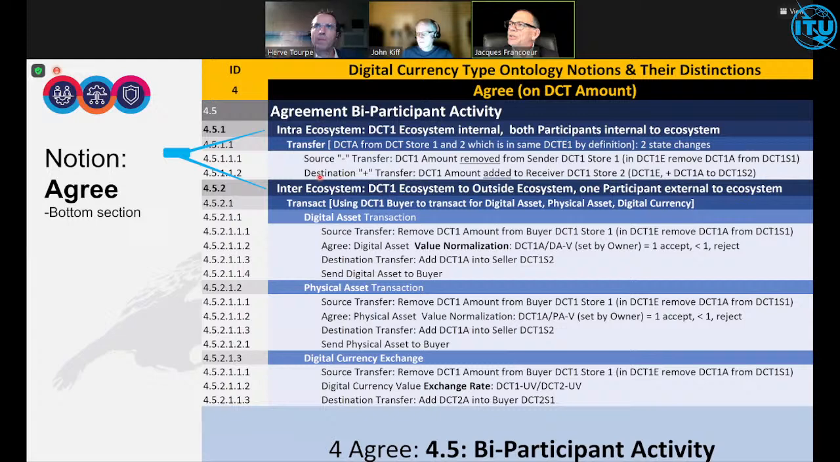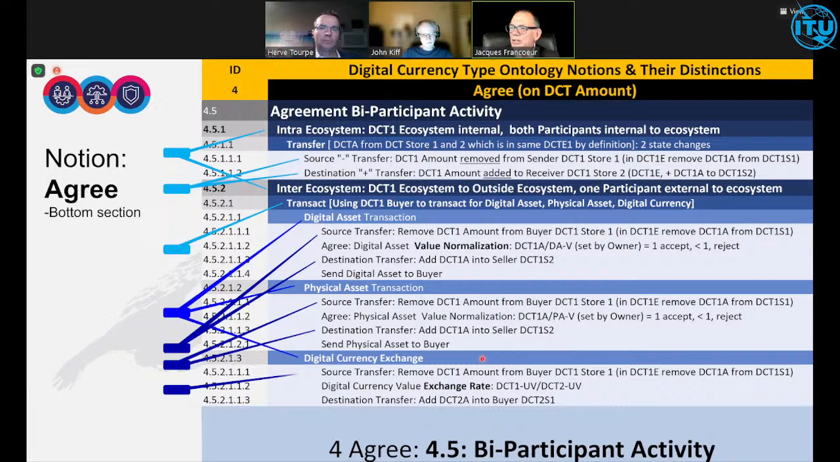to a destination. So you can see here in sort of language, in type one currency ecosystem, remove type one amount from type one store and deposit it. Now, I'm going to bounce over this, but we discovered that the source destination, in fact, occurs everywhere. So if we look at transactions that buy digital assets with another ecosystem, or a physical asset with another ecosystem, or does a digital currency exchange, you're still doing that source destination plus minus. You're taking money out of your account, you're depositing it somewhere else. So let me show you what that means.